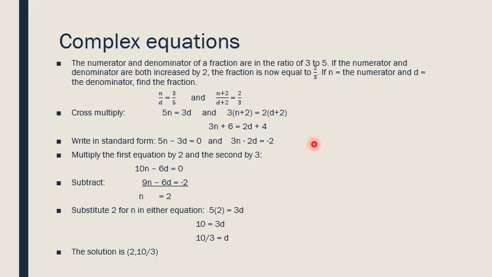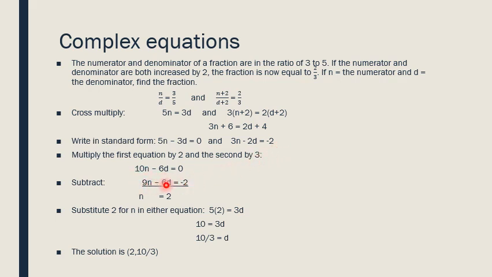I'm going to write them both in standard form so that I can line them up. Here I'm just subtracting 3d from both sides to make 5n minus 3d equals 0. And here I have to do some combining of the constants. I'm going to subtract 6 from both sides to get negative 2, and subtract 2d from both sides. So now I've got 3n minus 2d equals negative 2.